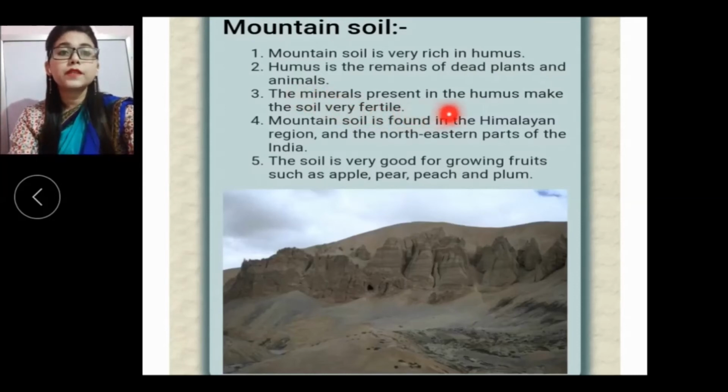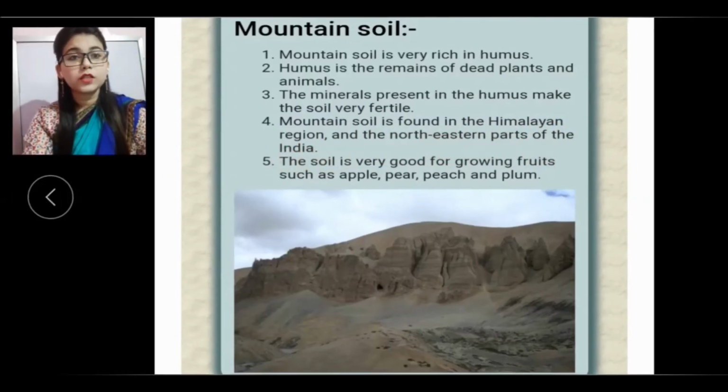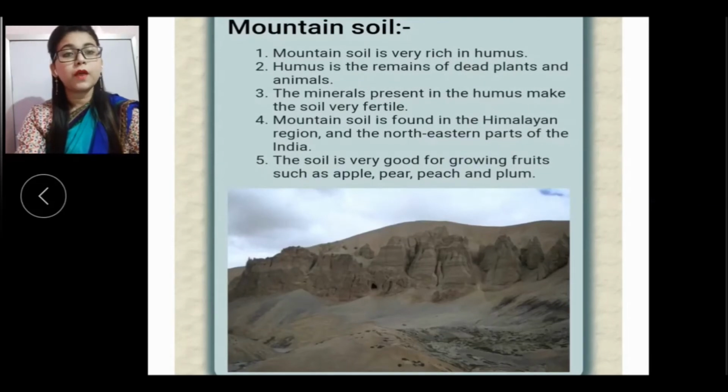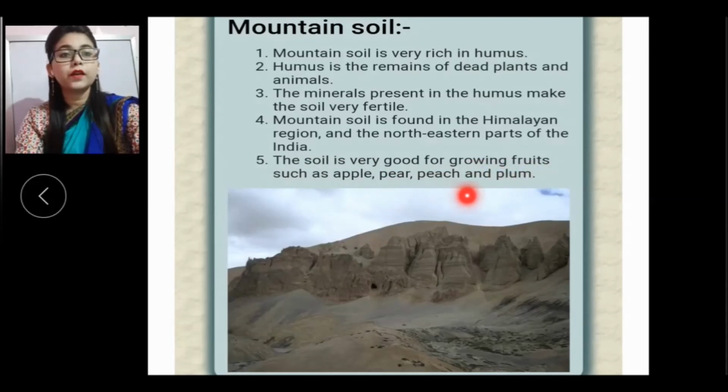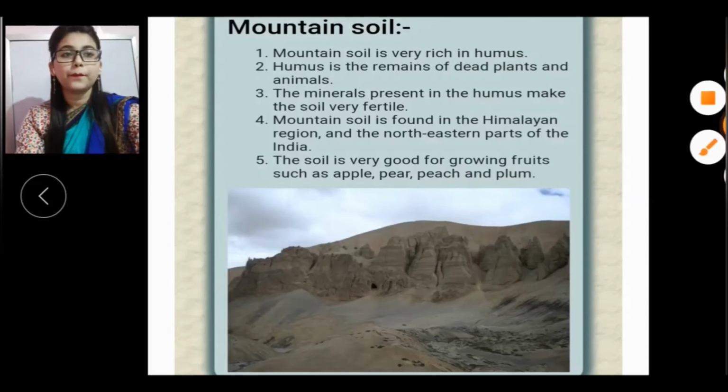The minerals present in the humus make the soil very fertile. The same thing is written. Mountain soil is found in the Himalaya region and the northeastern parts of India. So, by the name only we have understood that it can be found where the mountains are located. The soil is very good for growing fruits such as apple, pear, peach and plum.